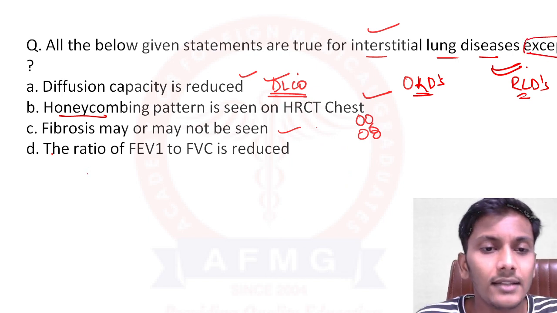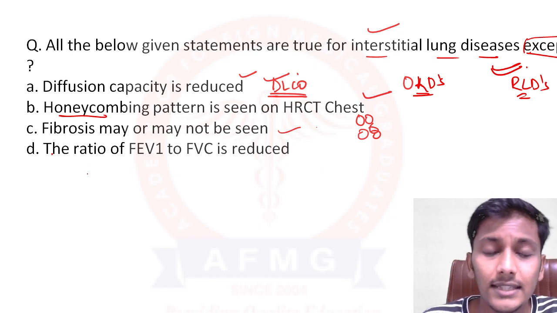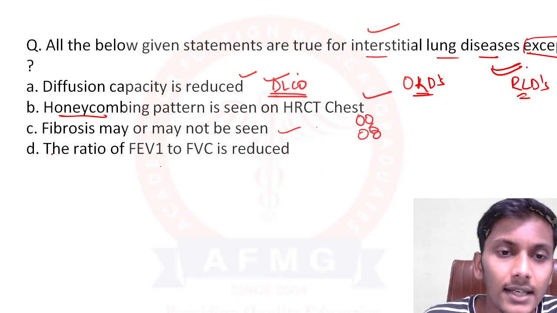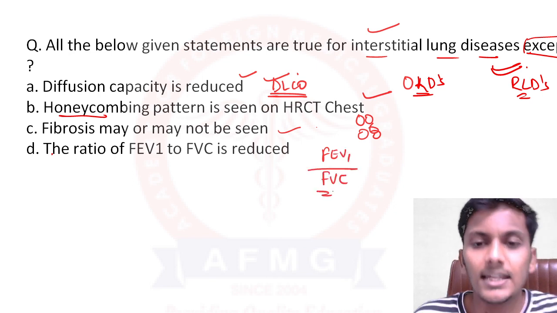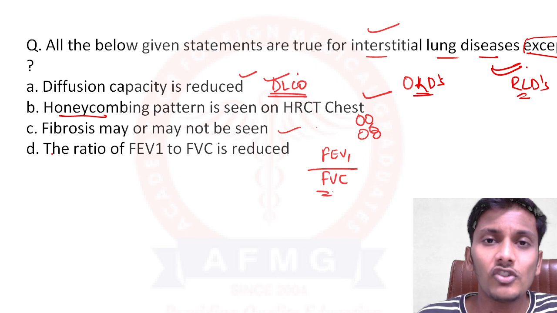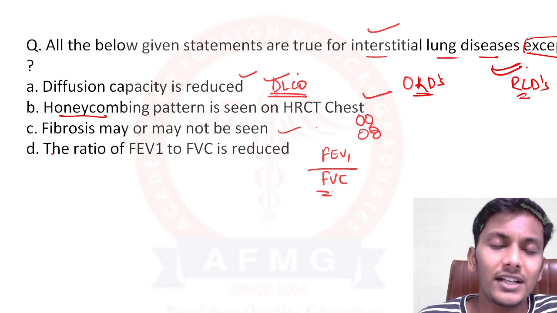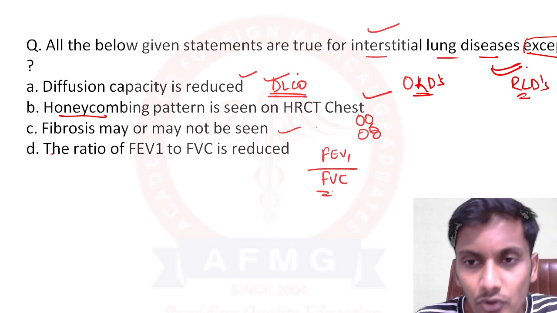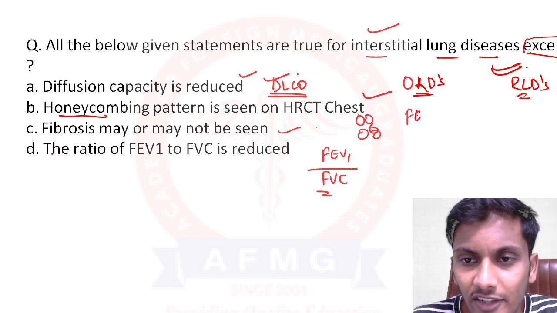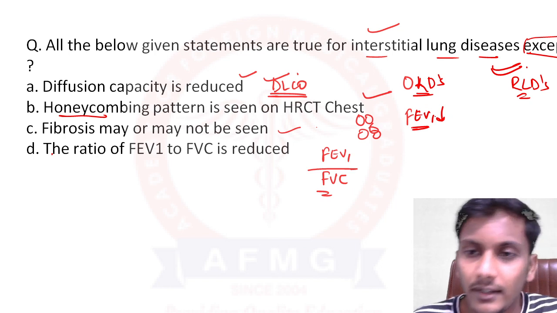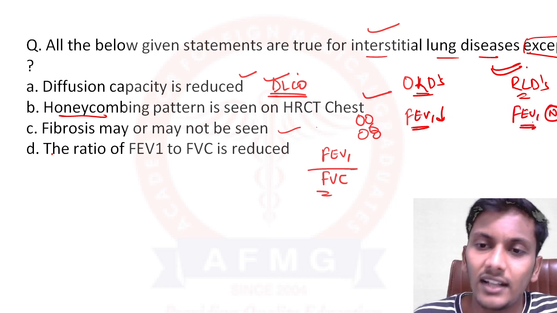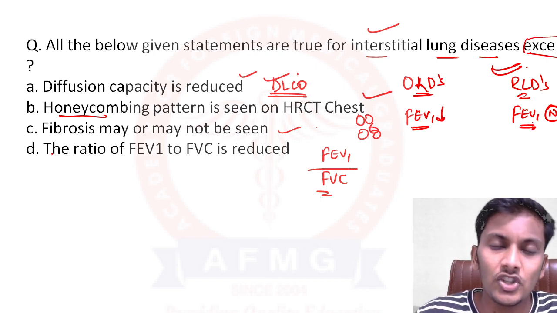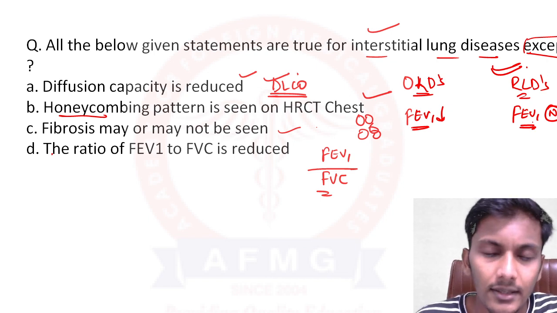So option D is the ratio of FEV1 to FVC is reduced. So please remember guys, the ratio of FEV1 upon FVC. What is this? FEV1 is your forced expiratory volume in the first second. It is usually decreased in cases of your obstructive lung diseases. So please remember, FEV1 is reduced in cases of obstructive lung diseases, whereas FEV1 is absolutely normal in cases of restrictive lung diseases.